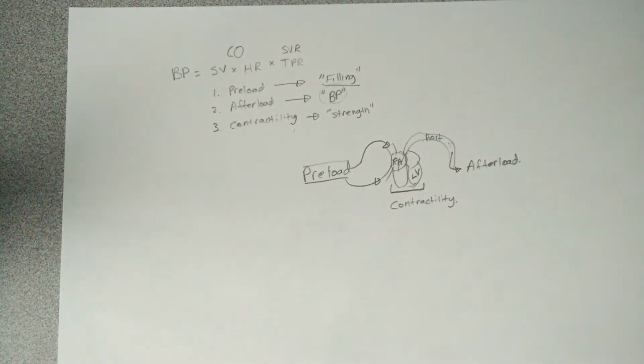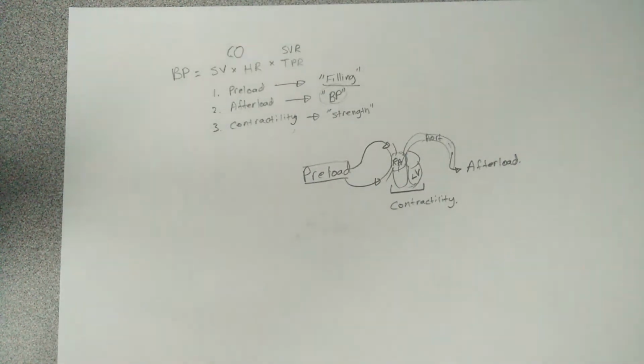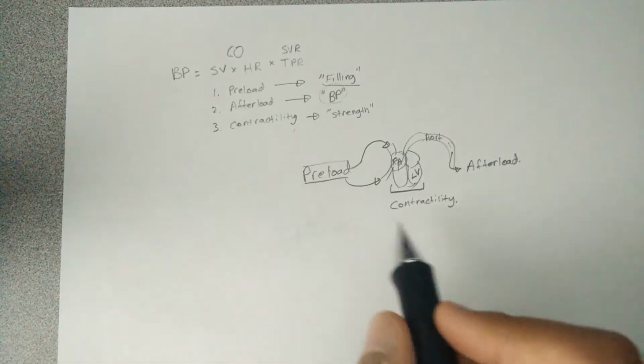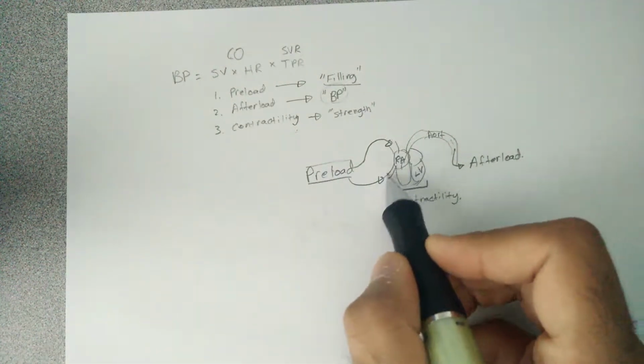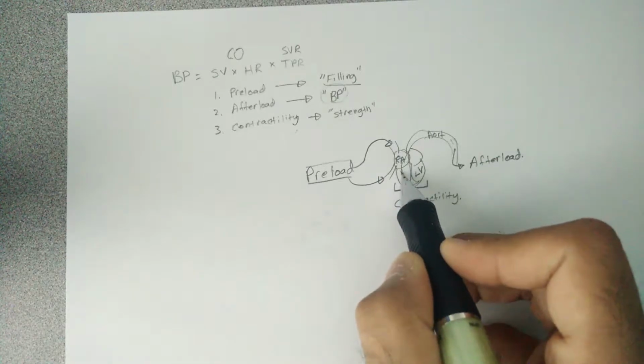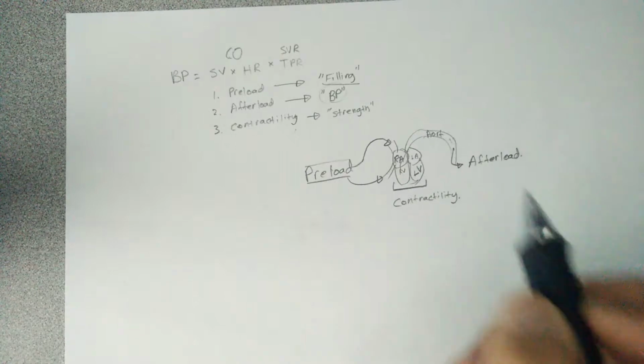Alright, so in our previous video we discussed preload, afterload, and contractility, and so we're going to discuss this in a little more detail next. Okay, so preload we talked about as the filling of the heart. What are we filling the right atrium with, which will eventually go to the right ventricle, lungs, left atrium, left ventricle, and then out to the systemic circulation.